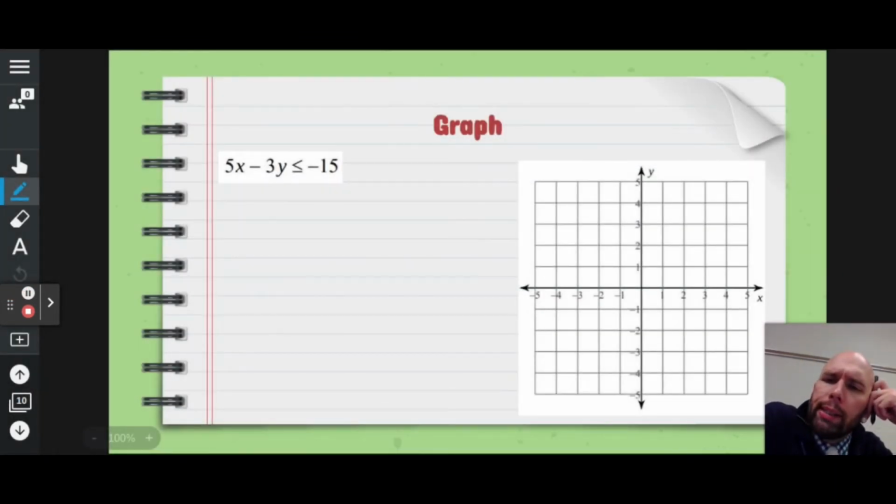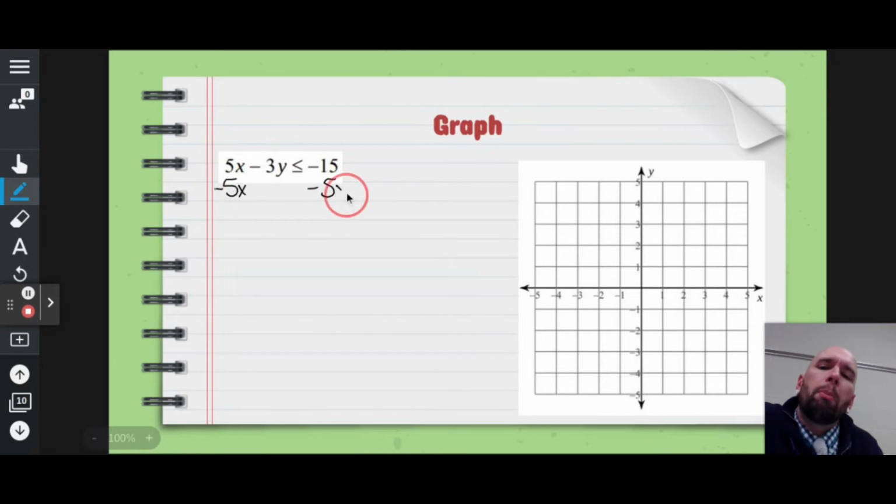All right, another inequality to graph. This one's a little bit worse, more of a standard form type of thing, but I'm not afraid of anything. In fact, something magical is going to happen here, but we'll get there in a moment. Y is not all by itself. I have 5x over here floating around, so let's get rid of it.